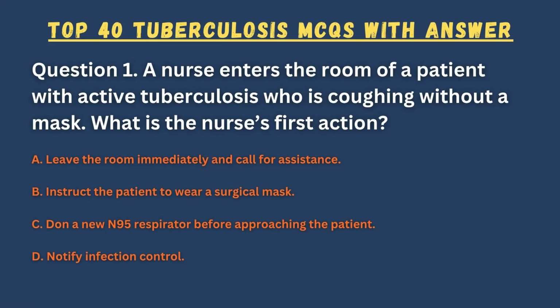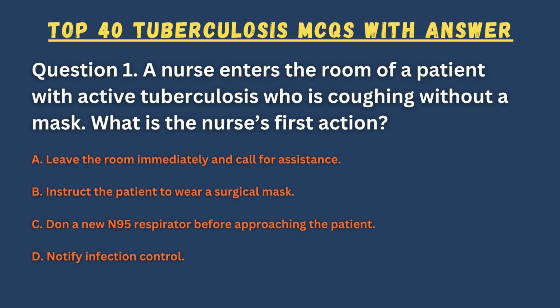Question 1. A nurse enters the room of a patient with active tuberculosis who is coughing without a mask. What is the nurse's first action? A. Leave the room immediately and call for assistance. B. Instruct the patient to wear a surgical mask. C. Don a new N95 respirator before approaching the patient.